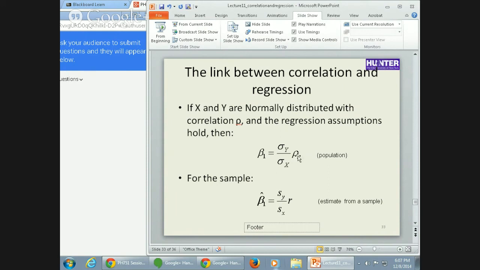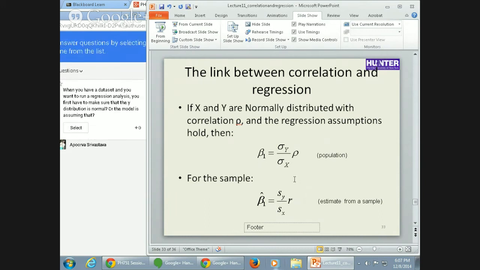So the Pearson's product moment correlation and the regression coefficient are very closely linked. There's a question online. I'll get to that in a moment. And they differ by a factor of the ratio of the two standard deviations. So this is how, if you remember, rho does not depend on which is X and which is Y, but the coefficient does. And this is how that change occurs.